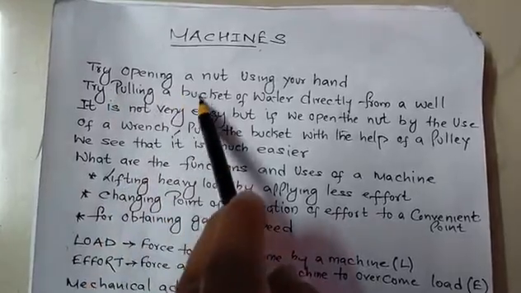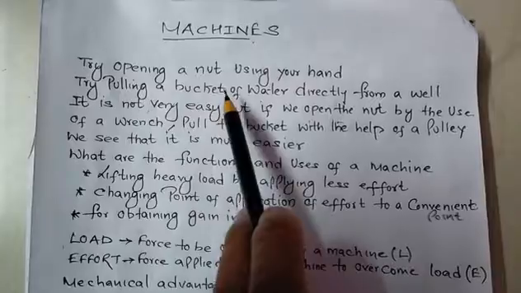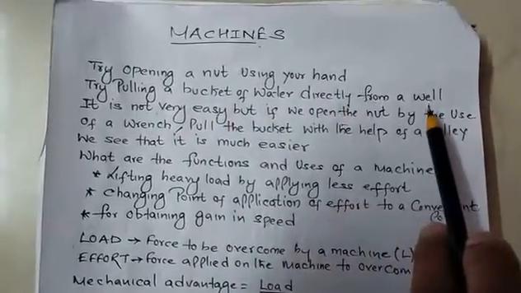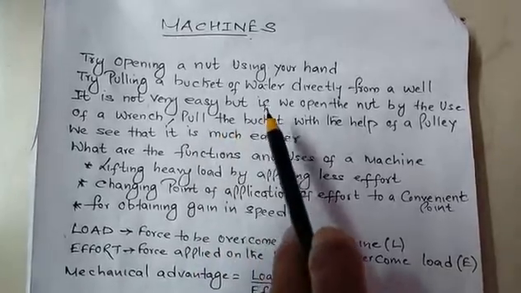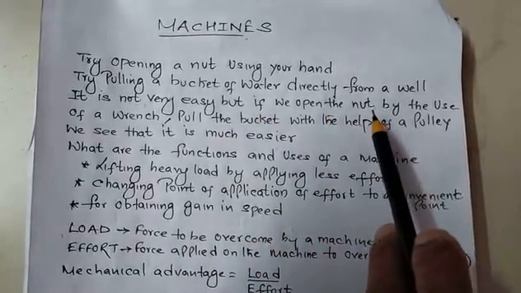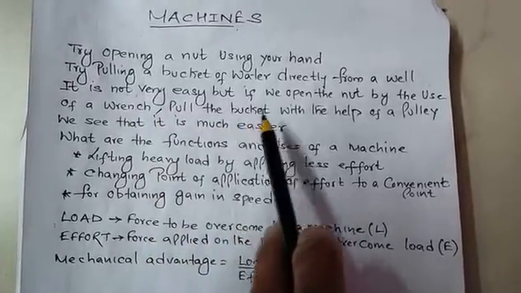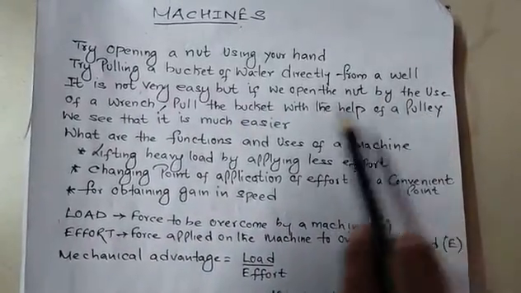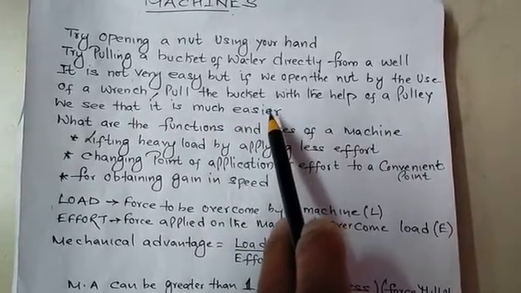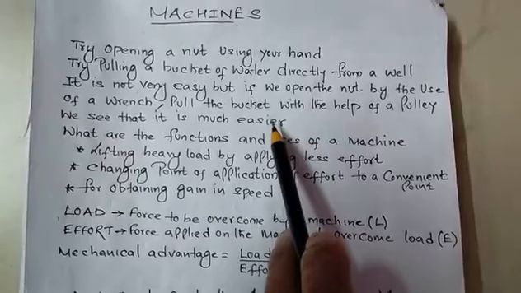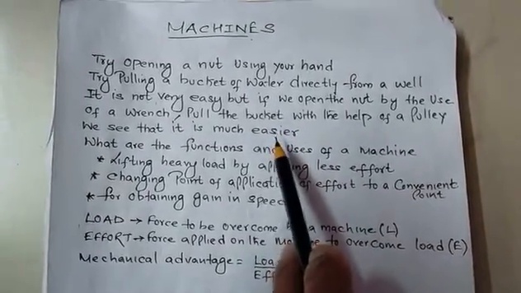Try opening a nut using your hand. Try pulling a bucket of water directly from a well. It's not very easy. But if we try to open the nut by the use of a wrench, or pull the bucket with the help of a pulley, we see that it's much easier because over here you're using a machine. So a machine makes our work easier.